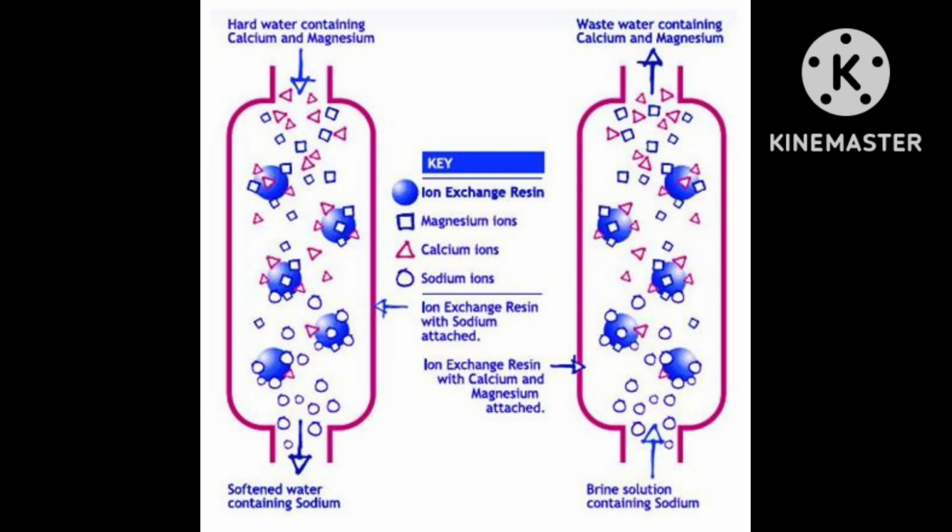MCl2 plus Na2CO3. It will give MCO3 plus 2NaCl, where M is equal to magnesium or calcium. And another example, MSO4 plus Na2CO3. It will give MCO3 plus Na2SO4, sodium sulfate.